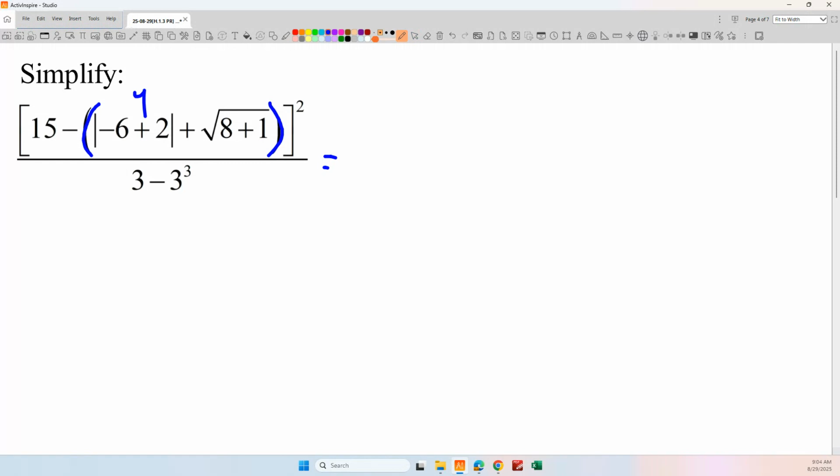What's next on the top? Yeah, square root. 8, I got to work inside. 8 plus 1 is 9. What's the square root of 9? 3. Good. So on the top then, I've got 15 minus what? 7. And then that whole thing is being squared, right? Okay, how about the bottom?